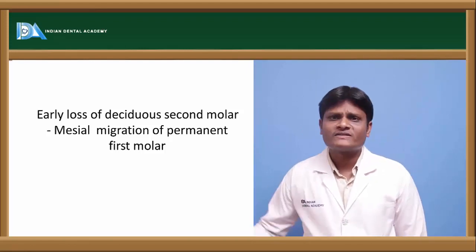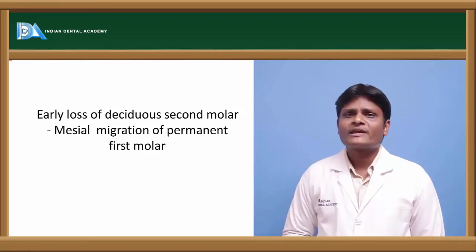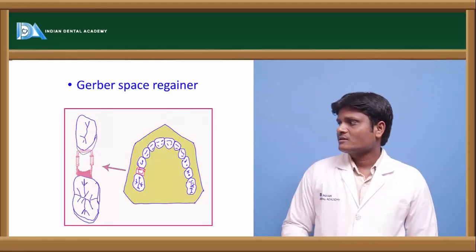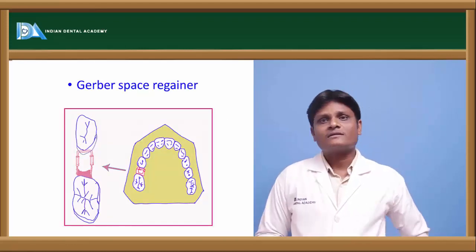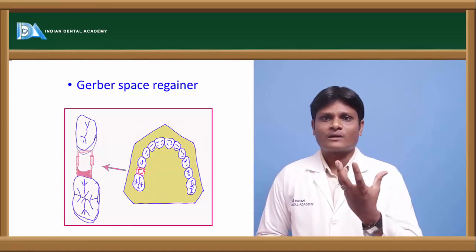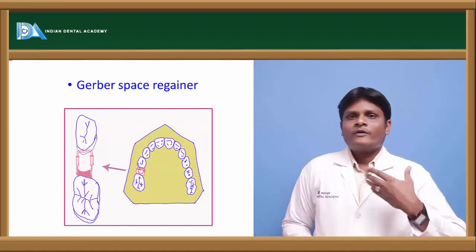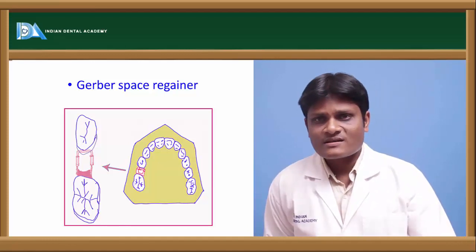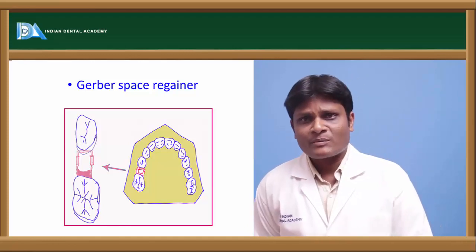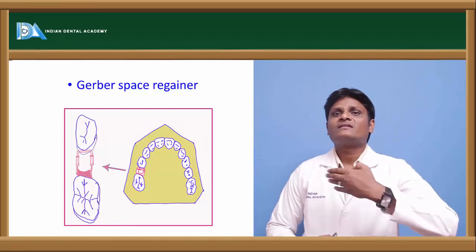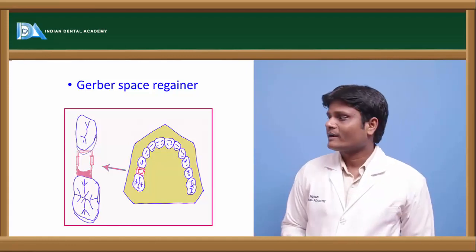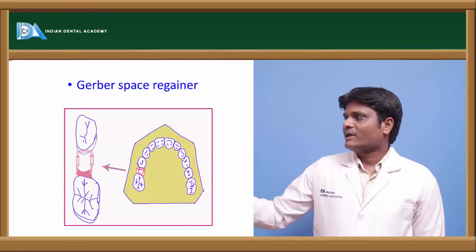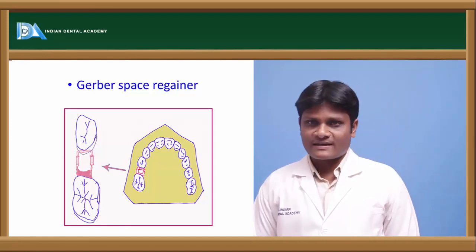So the early loss of the deciduous second molar will cause mesial migration of the permanent first molar into the exfoliation space, thereby encroaching the space that should be preserved for eruption of the second premolar. Now, we need to regain the space that is lost by mesial migration of the permanent molar by tipping it or moving it distally by using appliances called space regaining appliances. Here we have a Gerber space regainer.